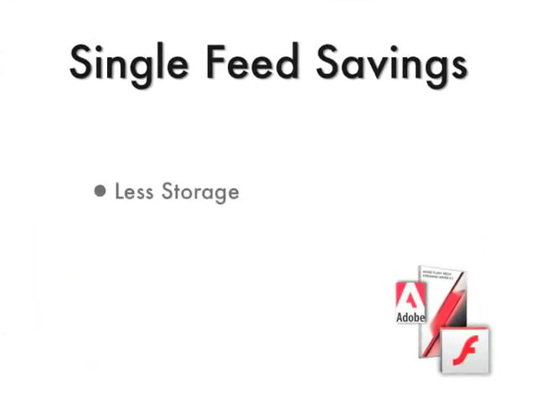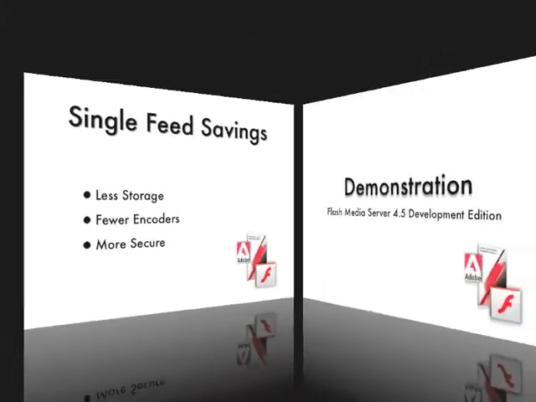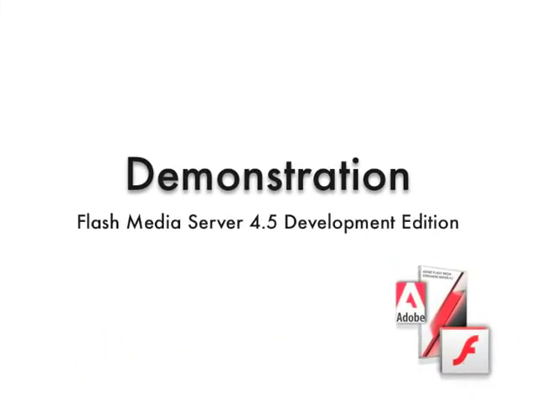A single feed translates into 2/3 less back-end NetApp storage. Fewer encoders reduce hardware costs by a similar 2/3, and without even using FMS's built-in protected streaming workflow, media security is increased by an order of magnitude since streams are basically virtualized, thwarting user downloads. But enough overview. Let's take a look at how a single studio feed can stream to multiple devices.